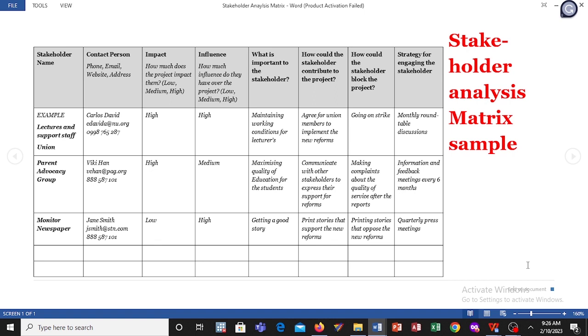What is important to the stakeholder? How could the stakeholder contribute to the project? How could the stakeholder block the project? And the strategy for engaging the stakeholder. So this is just a brief example. One example I gave for this University is maybe one stakeholder is the lecturers and support staff union, and the contact person is Carlos. You have to mention the contact person and email and web address.